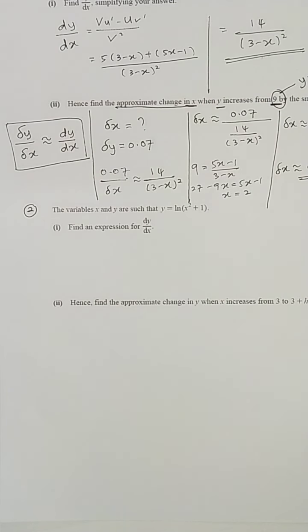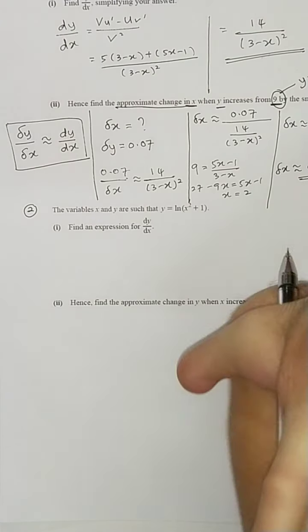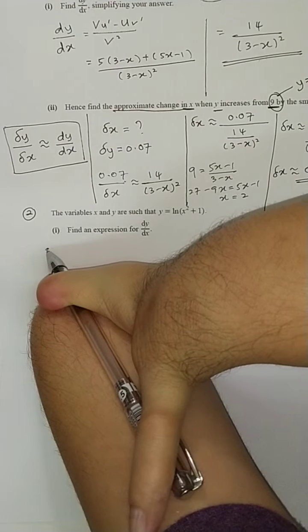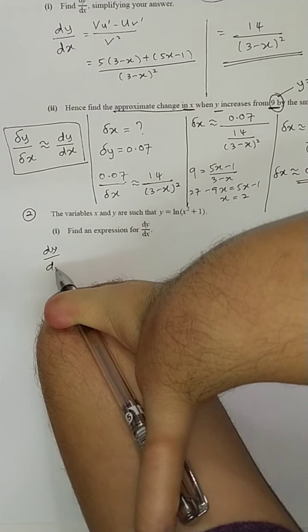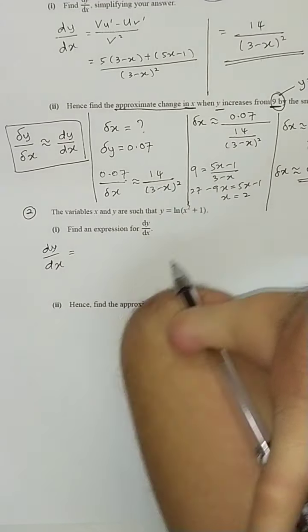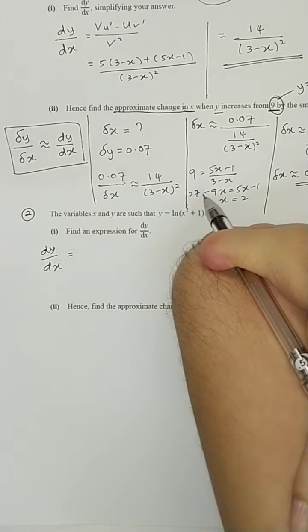Question number 2. It says that the variables x and y are such that y equals ln in brackets x squared plus 1. Find the expression for dy over dx first. Okay, let's answer this. dy over dx, given ln of x squared plus 1.